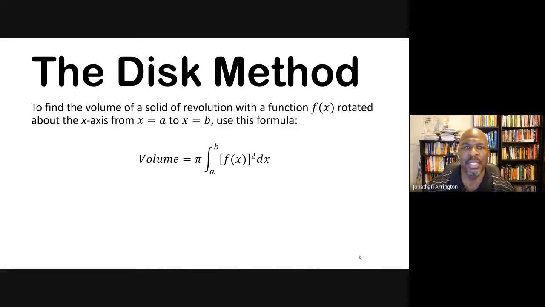The difference today in the part 2 video is the function is going to be revolved about a horizontal line other than the x-axis. So a horizontal line of the form y equals k is going to be the axis of revolution in this case. And we're going to see how that changes things. So to understand that, let's take a look at how we did it in part 1.